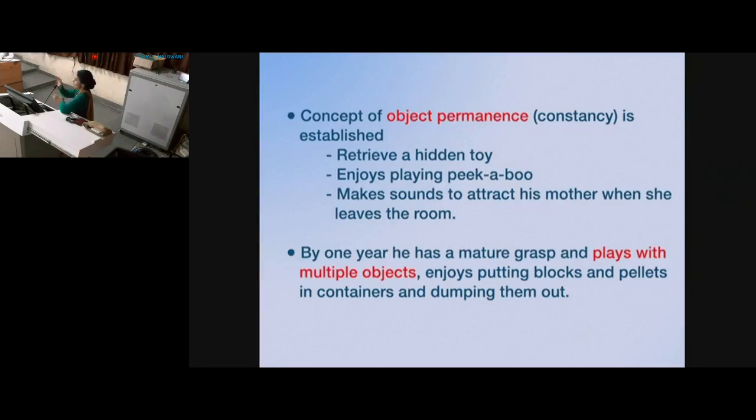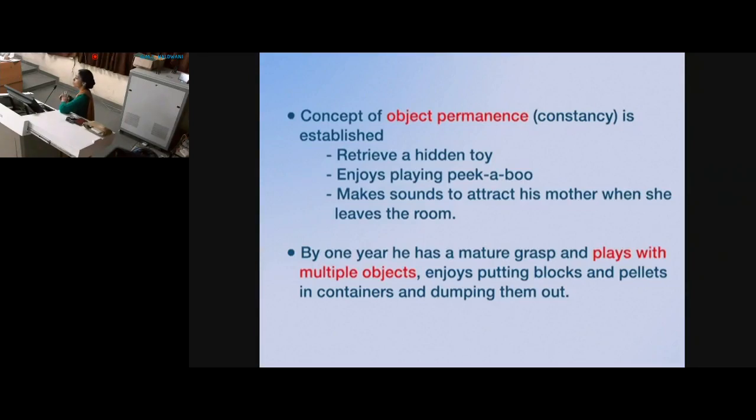Or if you show the child a toy and then you hide it. Initially the child will not find it very interesting because he feels, okay, this thing was here, now it's gone. But now what the child knows is that this is hidden somewhere. It's going to come back. That is called object permanence. Right? So that comes at around, and this is a very important point.